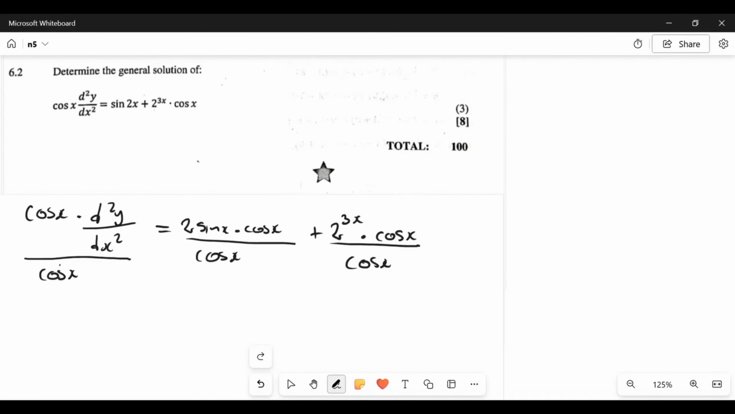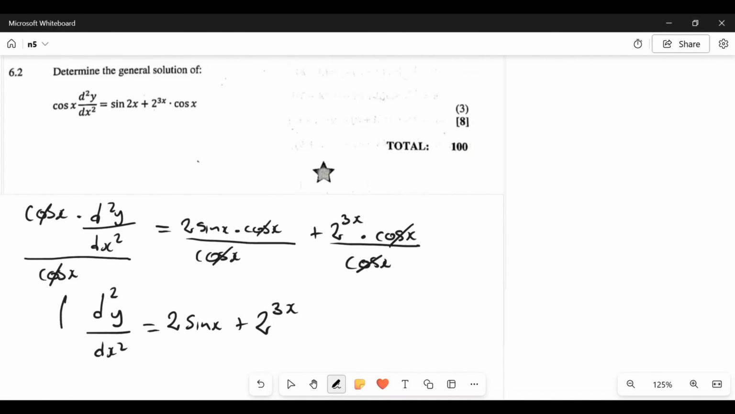Now, if you continue, you know that this cos and that cos, when they divide, you'll be left with d squared y over dx squared. And then on the right-hand side, we have cos and cos. They divide each other. On the first term on the right-hand side, you're going to be left with 2 sine x plus, and then the last term here also has cos and cos. They will divide each other, and you're going to be left with 2 to the power of 3x. There we go. So from this, we can start integrating.